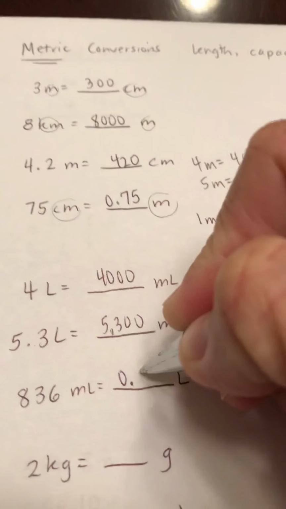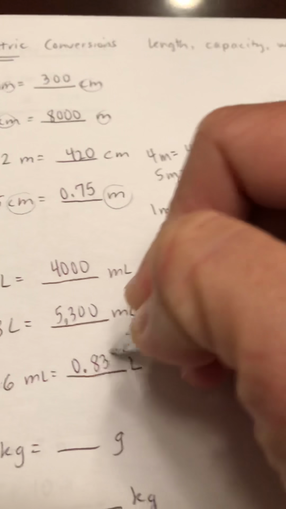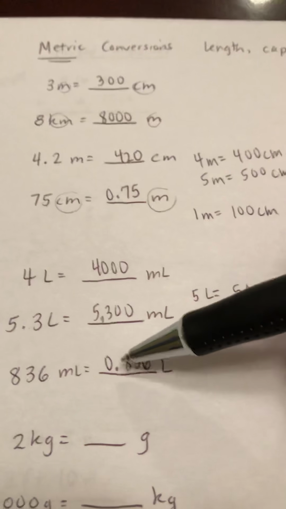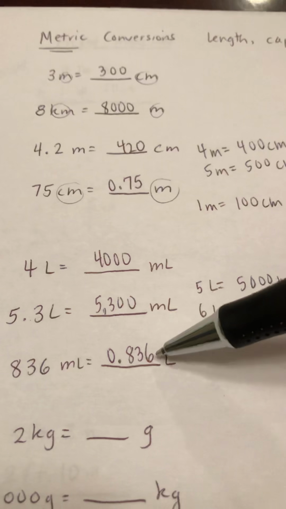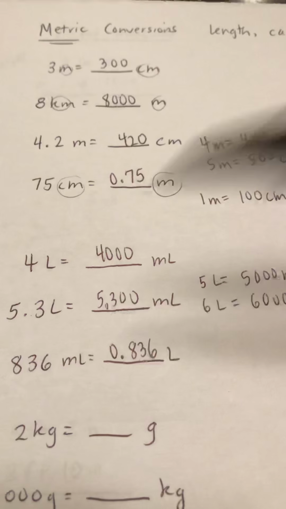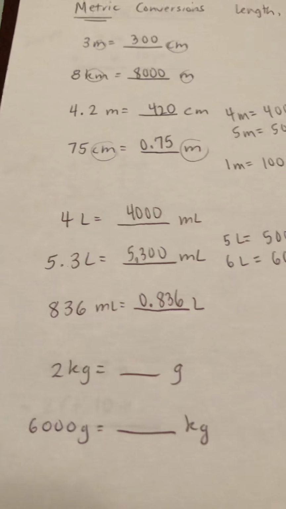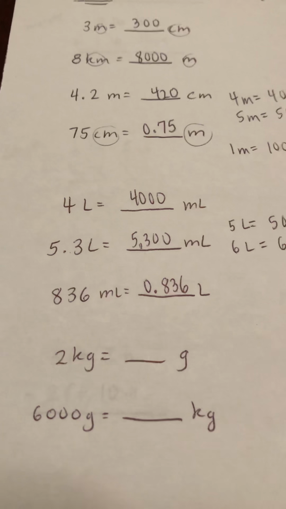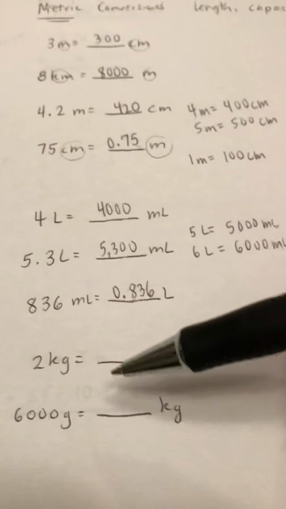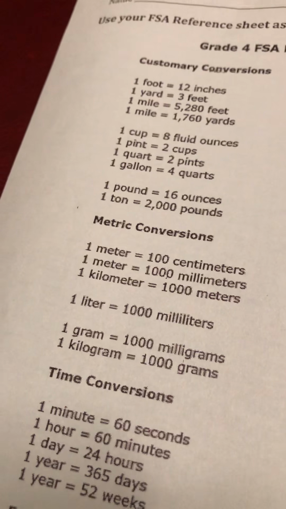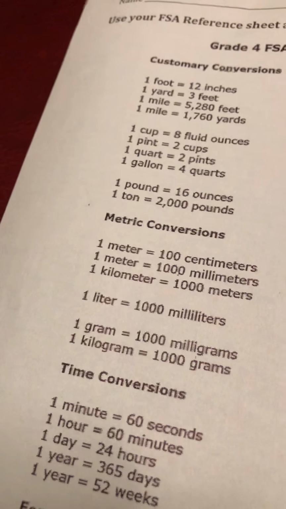This is going to be in thousands, which we haven't really worked with, but 0.836 or 836 thousandths of a liter is what 836 milliliters is. Okay, again, just a challenge question, not something I think they'll probably need to do. All right, and then the last one is weight or mass, knowing 1,000 milligrams is a gram and 1,000 grams is a kilogram.